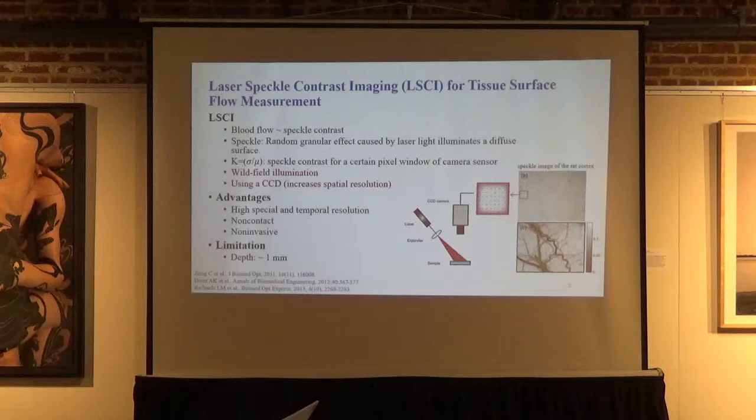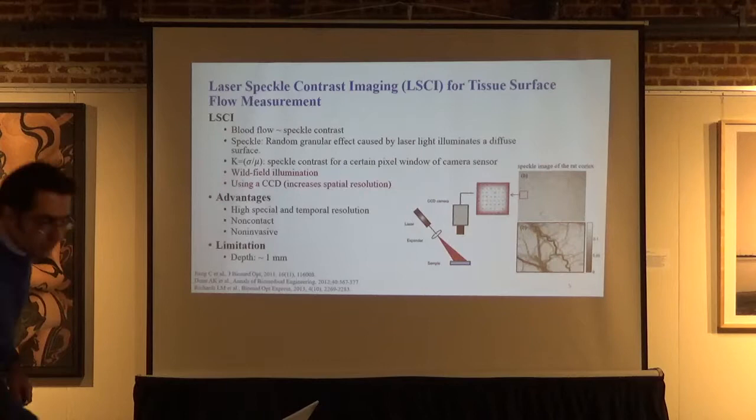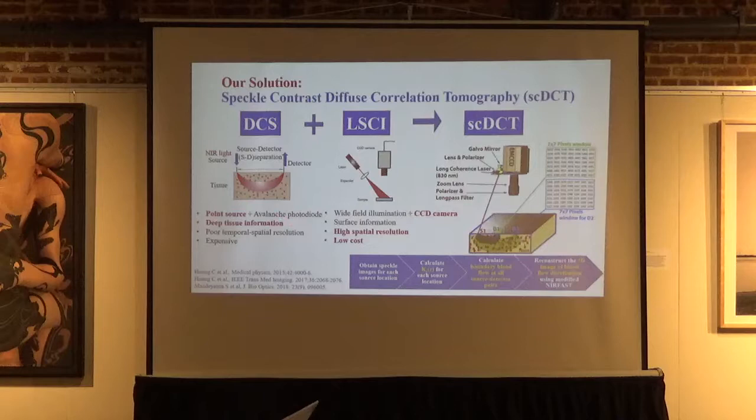And this is the raw image. This is the reconstructed image in the rat cortex. And what we did in my project, in my lab, designed by Dr. Huan, the postdoc in our lab, is combining the advantages of DCS with laser speckle contrast imaging. So we use the camera system as a detector, and we have a zoom lens so we can change the field of view. We use a long pass filter so we remove the influence of ambient room light.